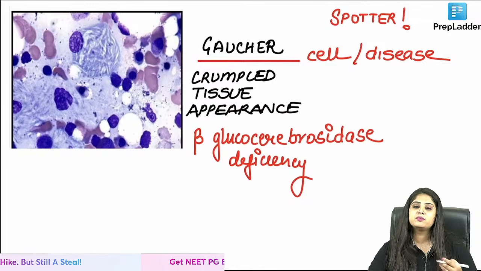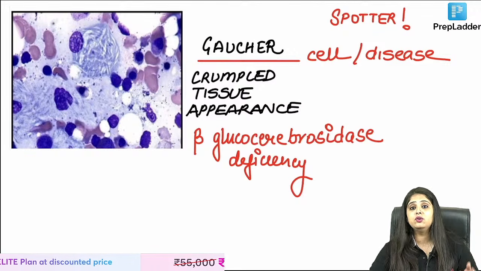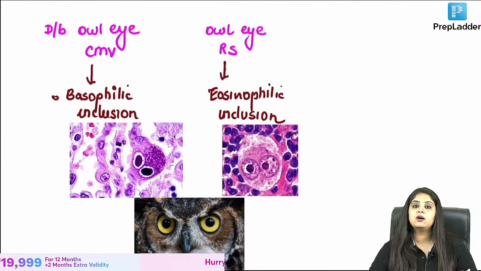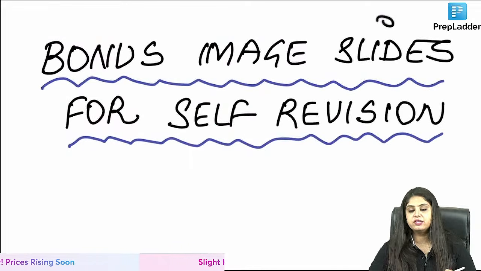Then I didn't mention stupid things like crumpled tissue paper appearance is seen in Gaucher's disease. Things that I know you already know, I have taught. Gaucher's has crumpled tissue paper appearance, owl-eye seen in Reed-Sternberg and CMV. All these 7-8 things I have put in the bonus slides.